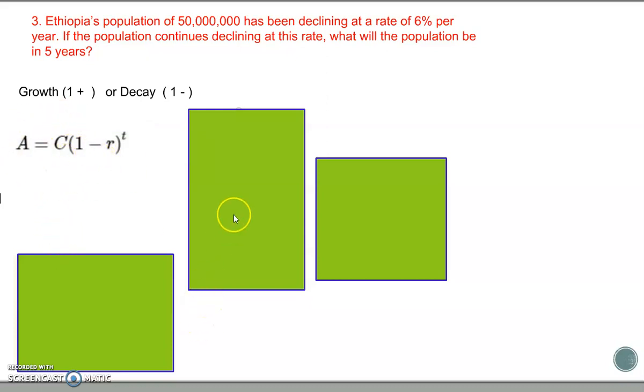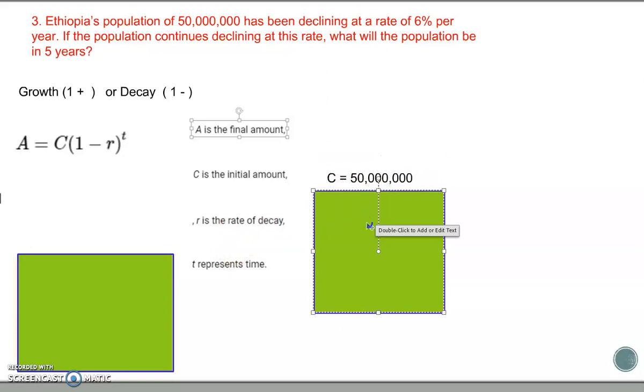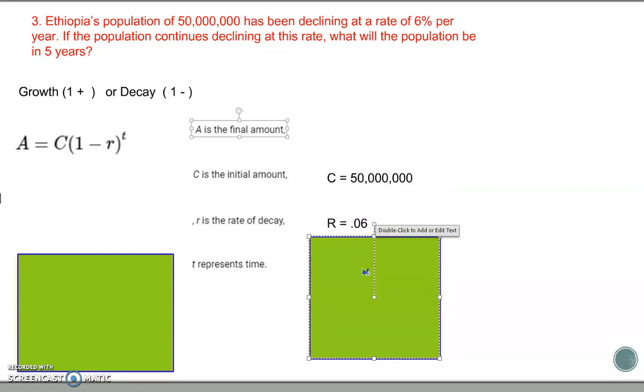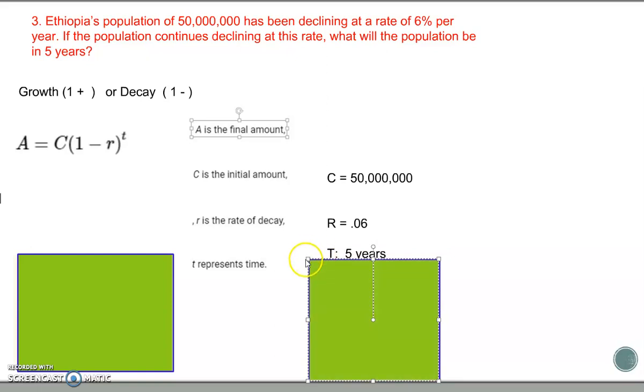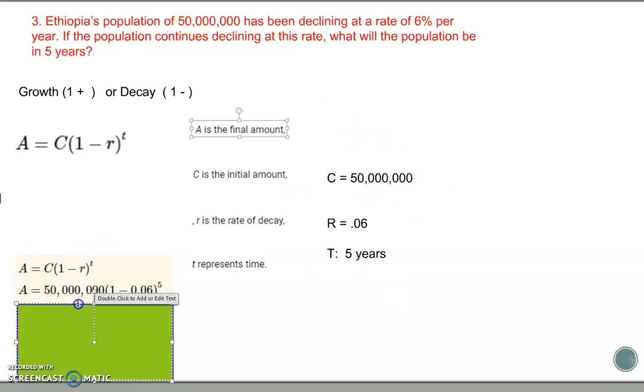So you have your formula written down. And then remember, we have to write down all the values, what we know. So if I look first, my C value, my initial amount is 50 million. It's declining at 6% per year, so 6 divided by 100 is 0.06. And we want to know what the population will be in 5 years. You're just taking these values now and plugging them into the equation. So I plugged in my C value, my R value, and my T value.